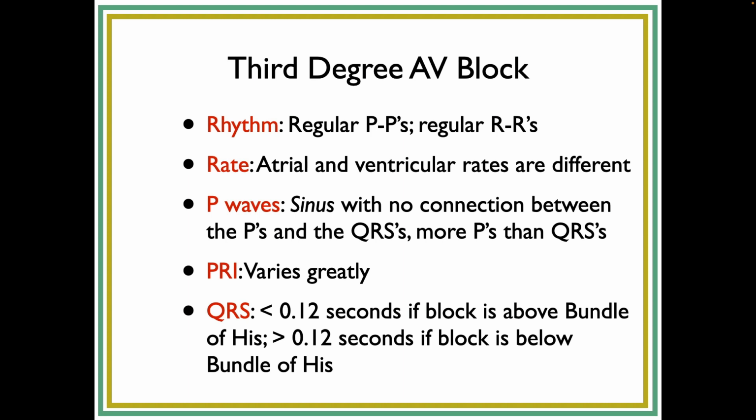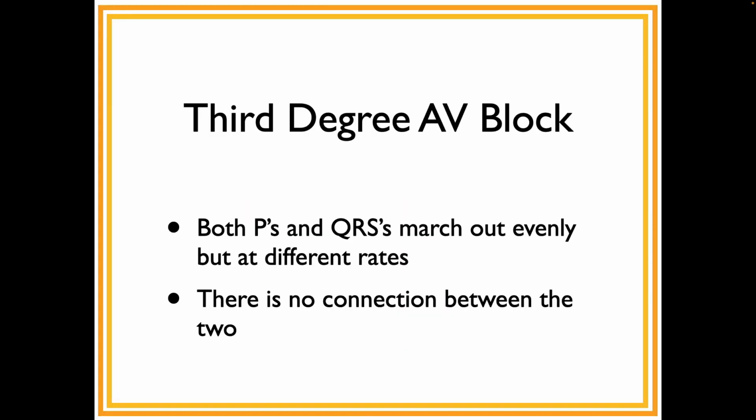The QRS is variable in the third degree AV block. Remember all this business here? If the ventricles are doing the pacing, the QRS will be wide. If the AV node is doing the pacing of the ventricles, if there's a junctional escape rhythm, the QRS may be narrow. So again, we're going to keep working on that idea because I think that's a hard one. So both P's and QRS's march out evenly, but at different rates. There's no connection between the two.